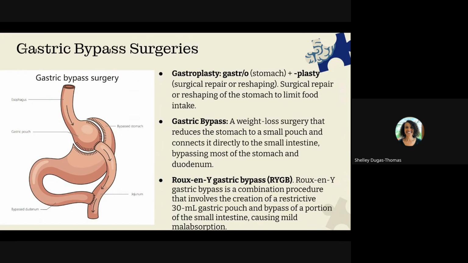So here are some weight loss surgeries using the root word of gastro. Gastroplasty is gastro plus plasty, which is a surgical repair or reshaping. Gastric bypass, one of the most common being Roux-en-Y, creates a tiny pouch that connects directly to the jejunum, completely bypassing the duodenum to limit calorie absorption.